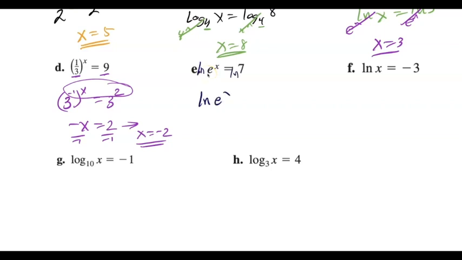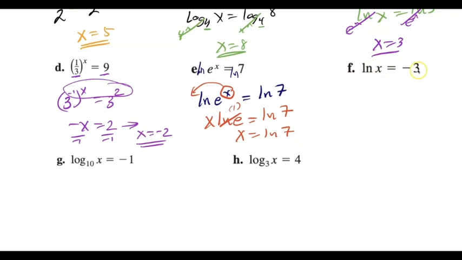Natural log of e to the x equals natural log of 7. Then on this side here, I would like to move the x to the front. You have x natural log of e equals natural log of 7. Natural log and e cancel out, you just get 1. You just get x equals natural log of 7. Now that was me doing it the long way, showing you all the proper steps.